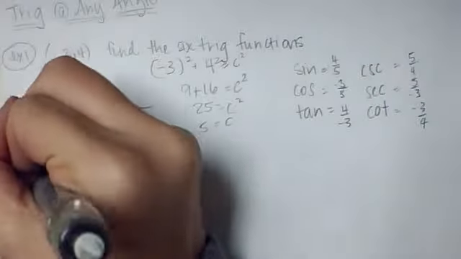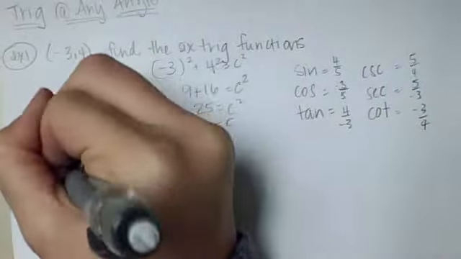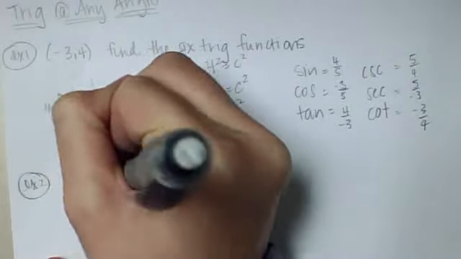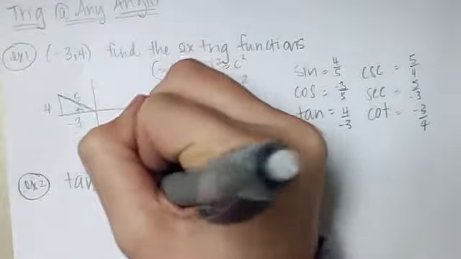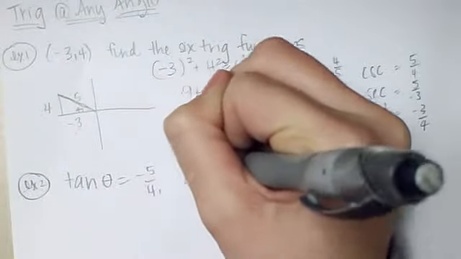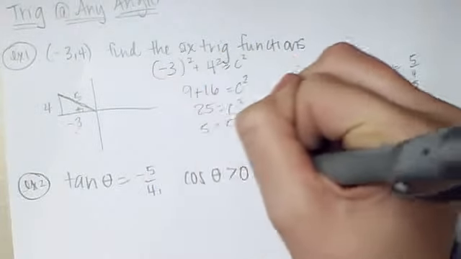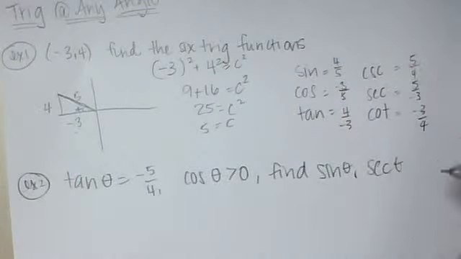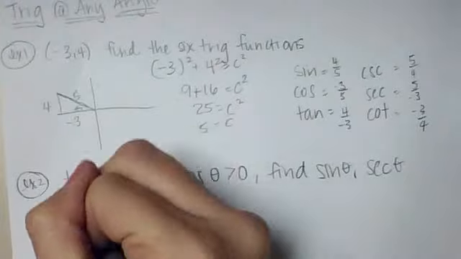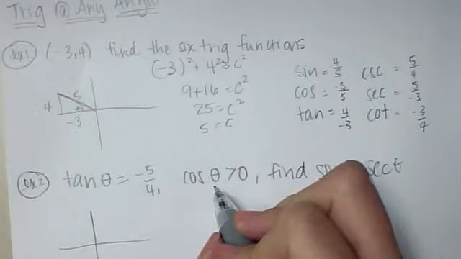The next type that we looked at in class was if you're given one of the 6 trig functions, in this case the tangent of theta is -5 over 4, the cosine of theta is greater than 0, and we want to find the sine and the secant of theta. To do that, again, we need to draw a triangle. Before we can do that, we need to use these conditions.